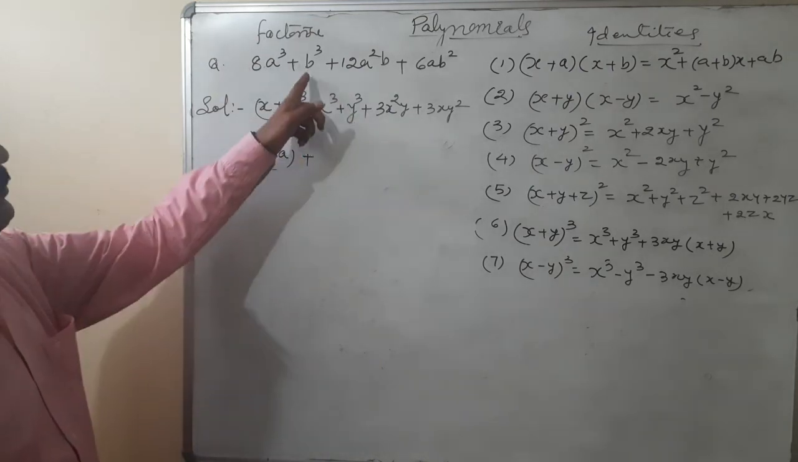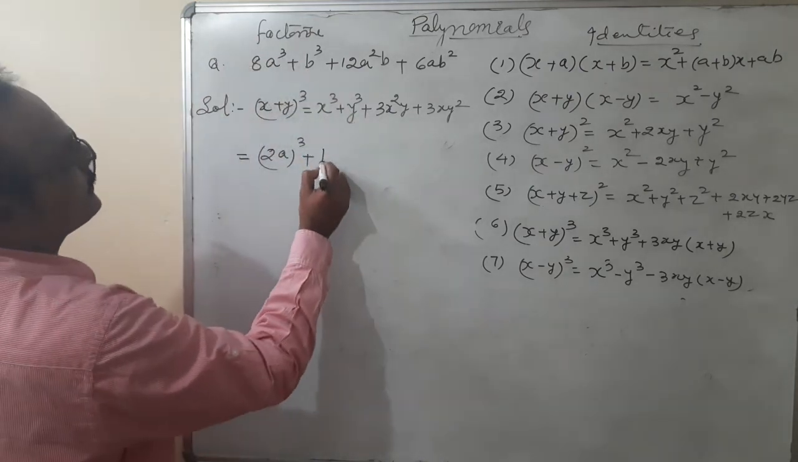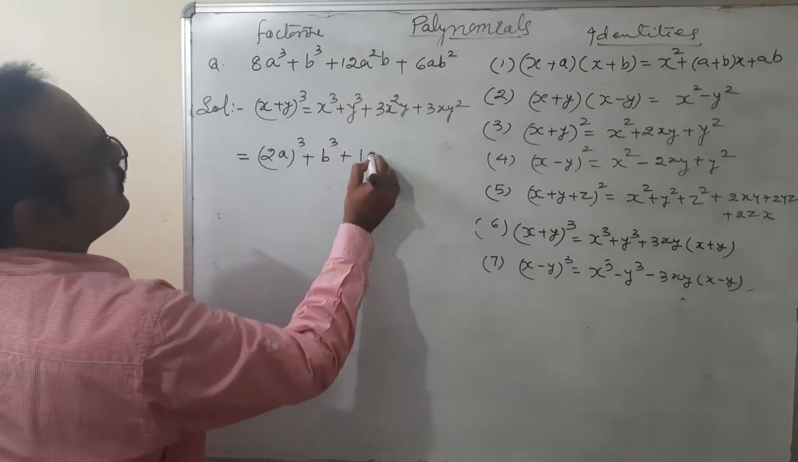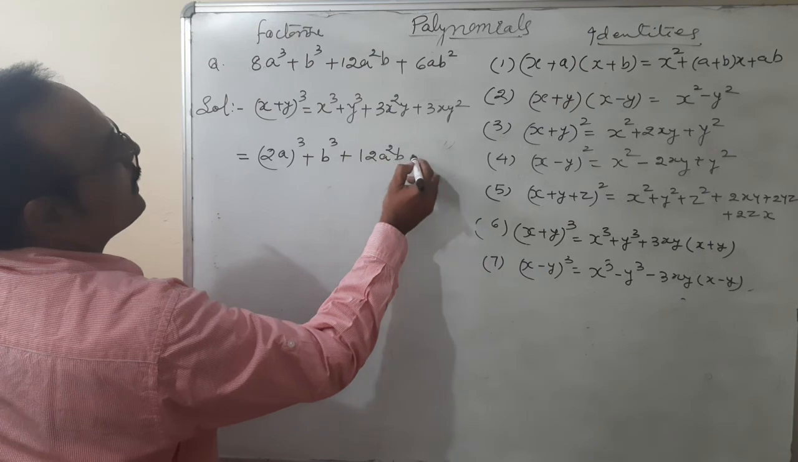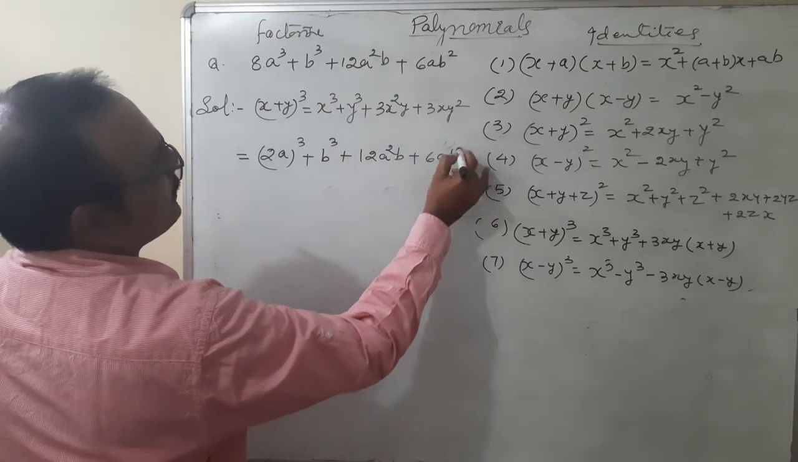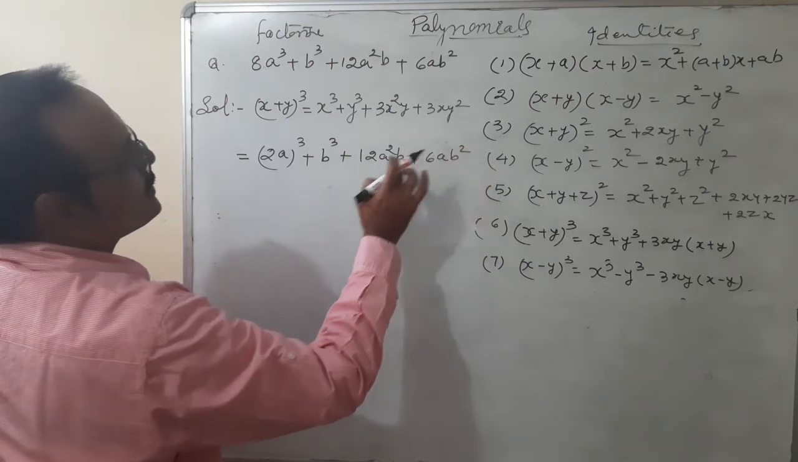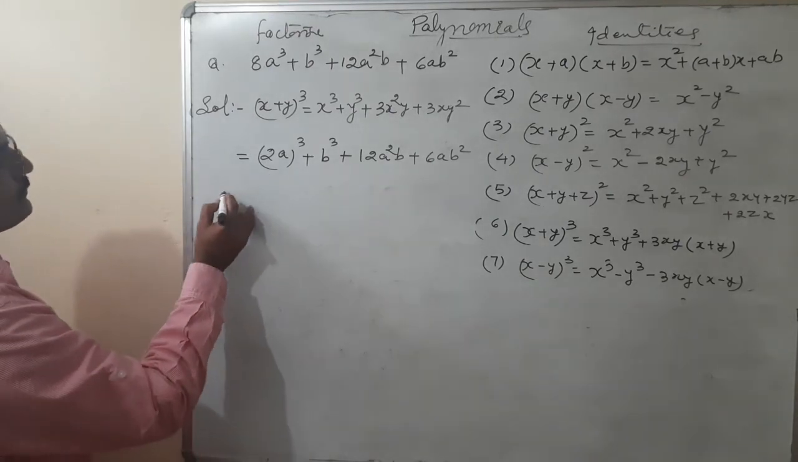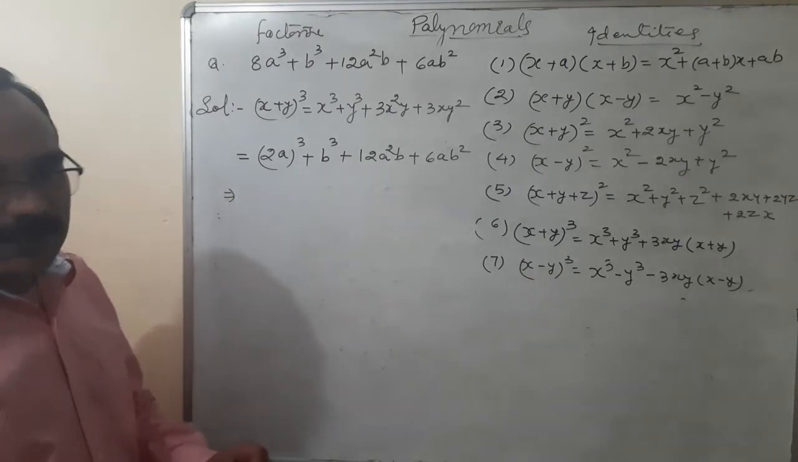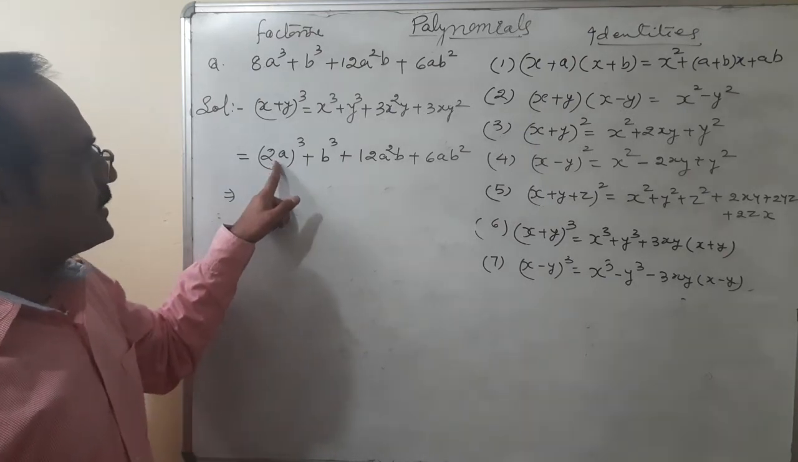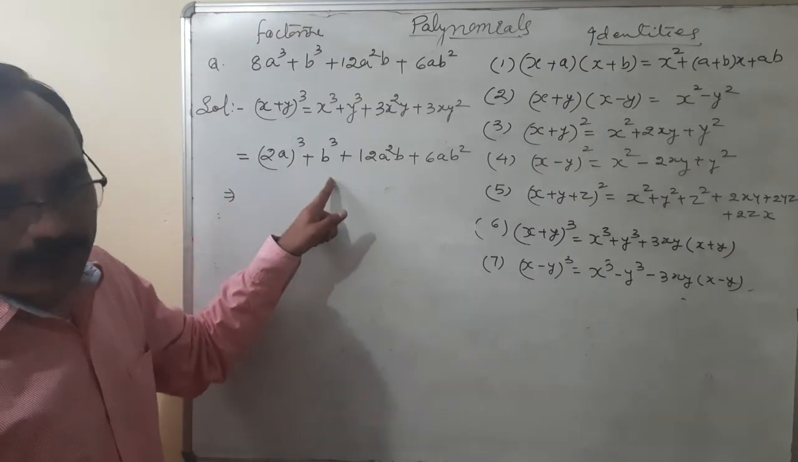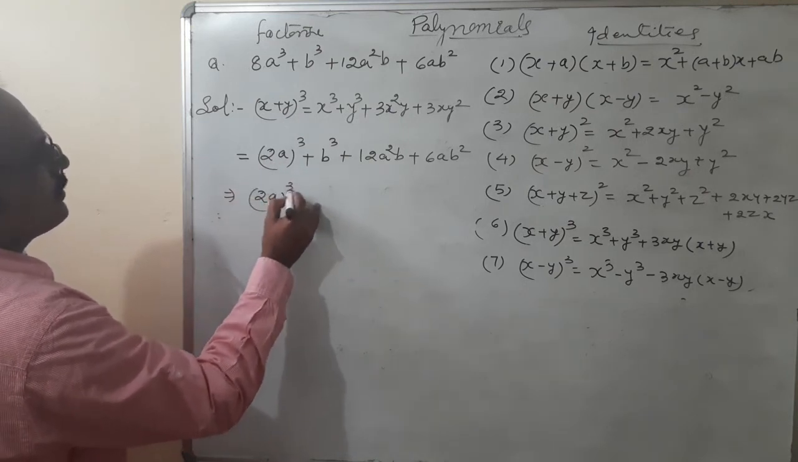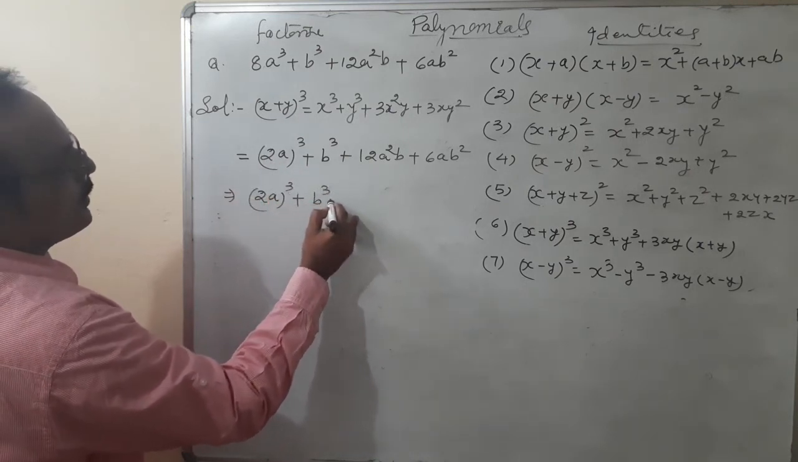That means it is b cube, no change in it, plus 12a square b and plus 6ab square. I am not going to disturb these two terms; they will remain as they are. In the next term, it is confirmed that in place of x there is 2a, and in place of y it is b. So I can write here (2a) whole cube plus b cube plus.